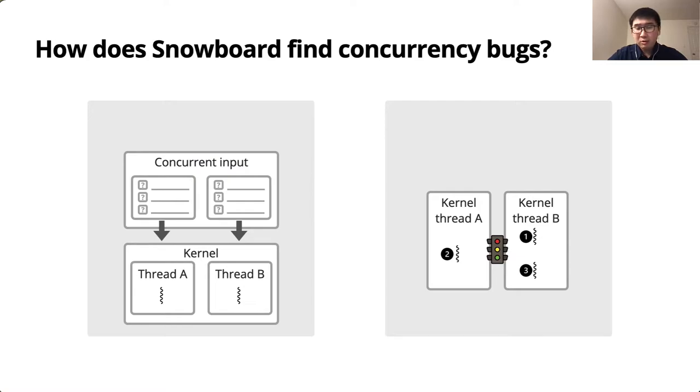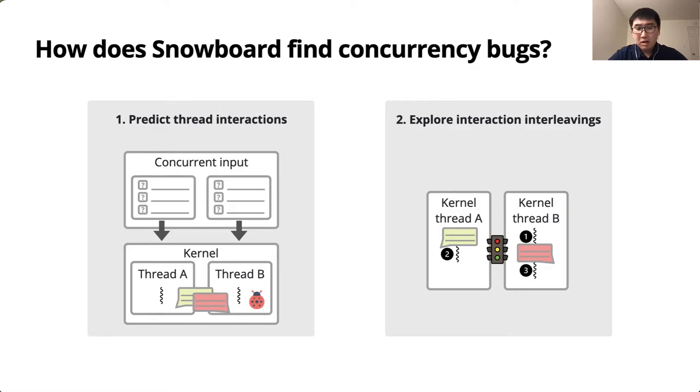Now you might be wondering how Snowboard found concurrency bugs like the one we just saw. A short answer is that Snowboard can first predict the possible thread interactions that may happen under concurrent execution. Specifically, it can find interesting interactions that may cause concurrency bugs. Second, instead of exploring all possible interleavings, Snowboard focuses on the interleaving of the interactions, which is already enough to expose a bug.